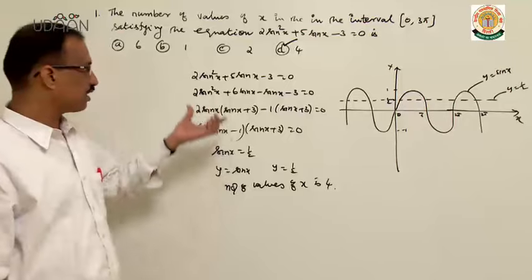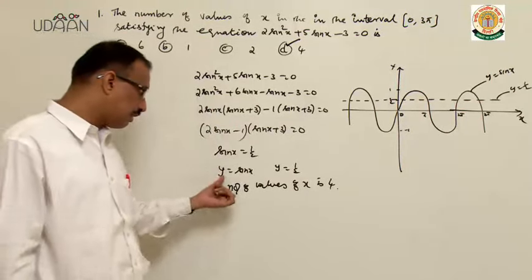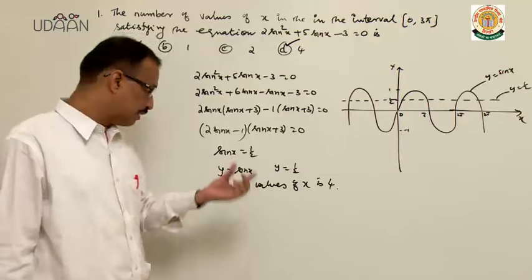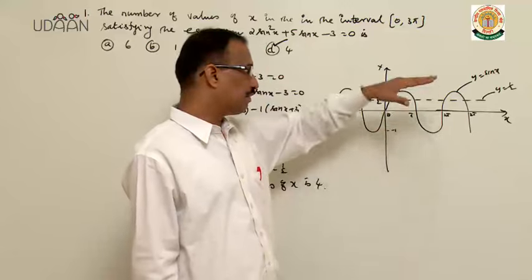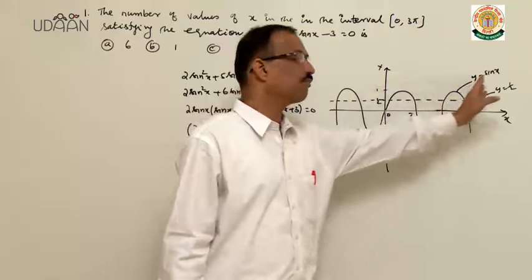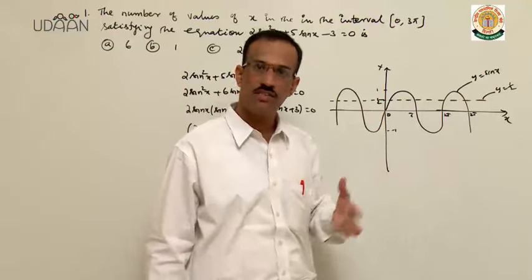So what have we done? We factorized the given trigonometric equation and then got two equations. These two equations we transformed into a graph. From that graph, we saw how many points it is meeting or intersecting.